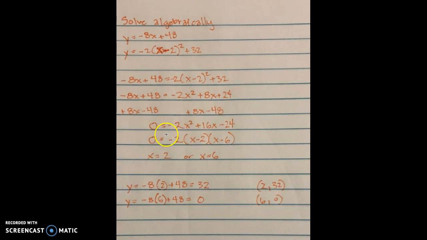And so we want to factor this out. When we do, we get 0 equals negative 2 times (x minus 2) times (x minus 6). If you need help factoring those out, go back to the video on factoring. And so our x values are going to be 2, because 2 minus 2 is 0. And then it's also going to be 6, because 6 minus 6 is 0. And that's going to help us get to 0 here, because anything times 0 is 0.